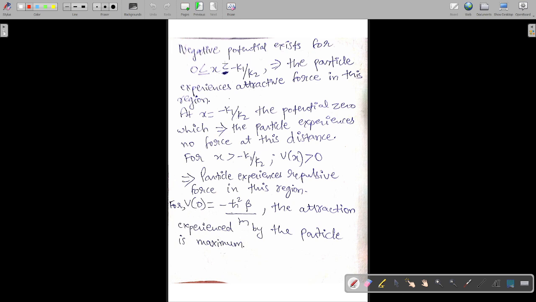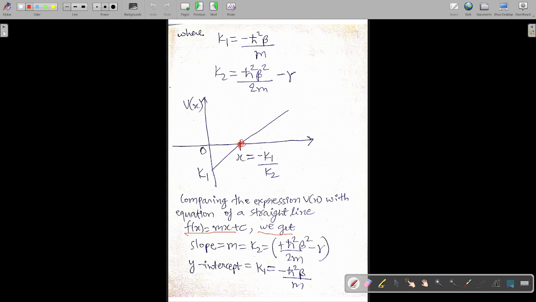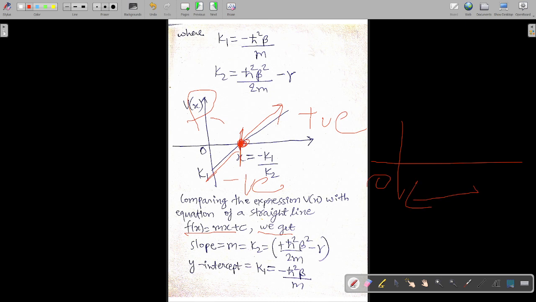Now, negative potential exists for, this is a very interesting fact. You can see clearly that at this point the potential is 0, because v of x corresponds to 0 at this point. Above this point the potential is positive, and below this point the potential is negative. It is given that it is one dimensional. So in the one dimensional potential, we can clearly see that up to the distance x equal to minus k1 by k2, the potential is negative.